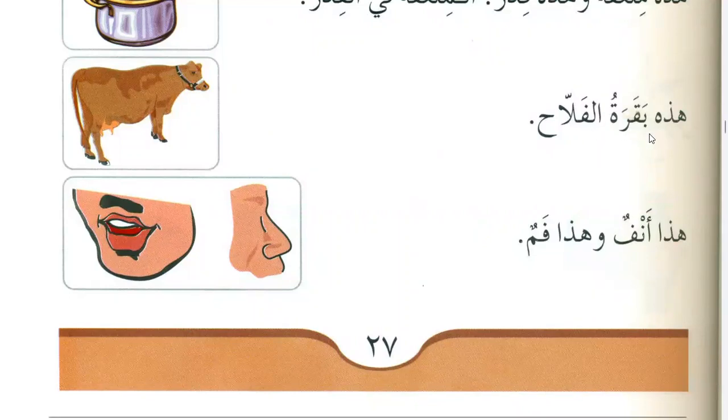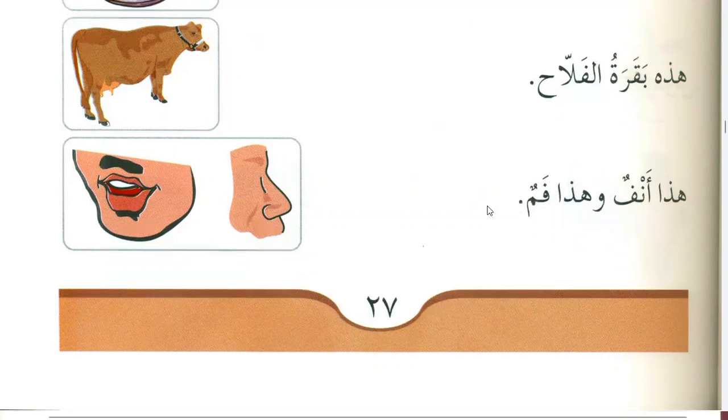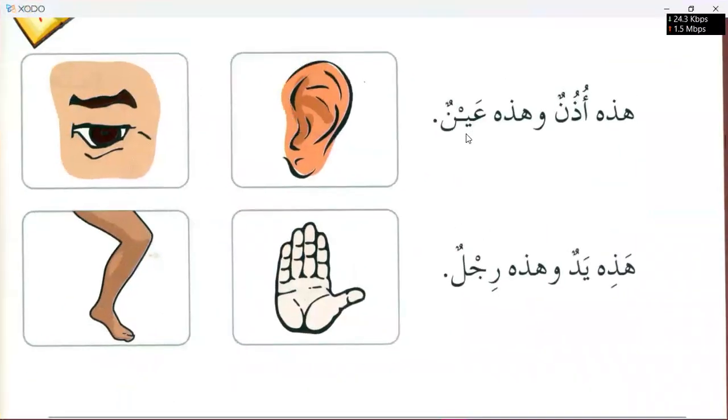Yeah. Next. This is the farmer's cow. Hada anfu wa hada famu. This is the mouth and this is the nose. No, anf is the nose and this is the mouth. Miss, go ahead. Hadihi uzunun wahada aino. This is an ear, and this is an eye.